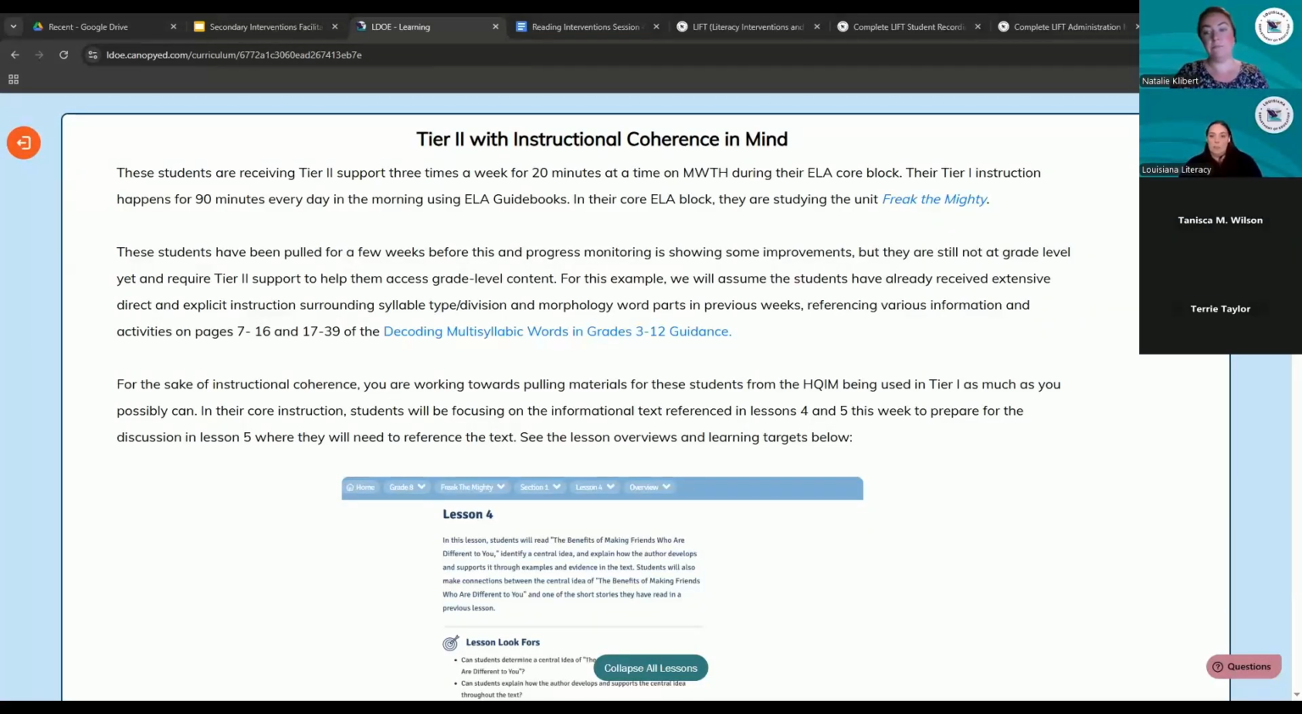So this is an example of them doing it with their core ELA teacher. They're using guidebooks, and it's a middle school. They're looking at the unit Freak the Mighty, if any of you are familiar with that one, but I have given some clips at the bottom.